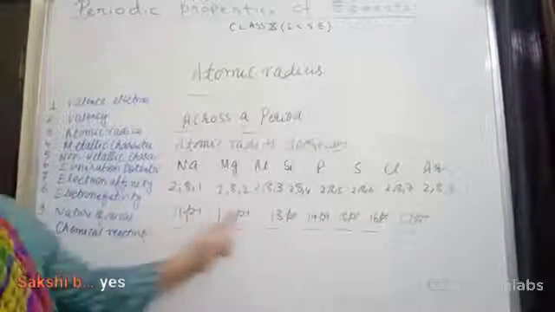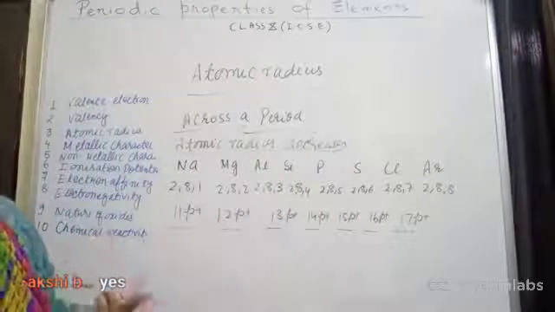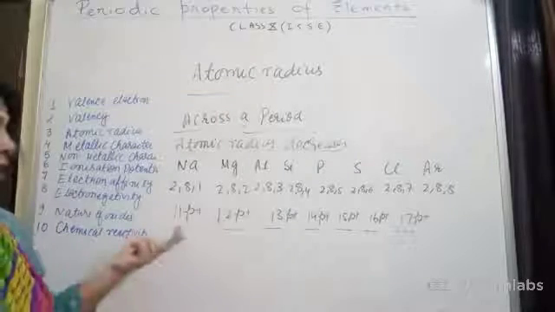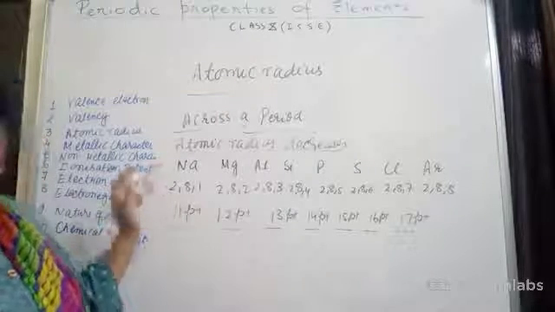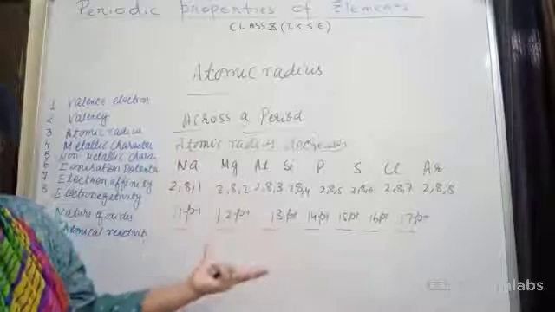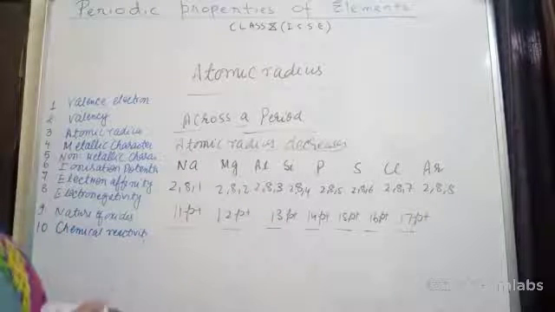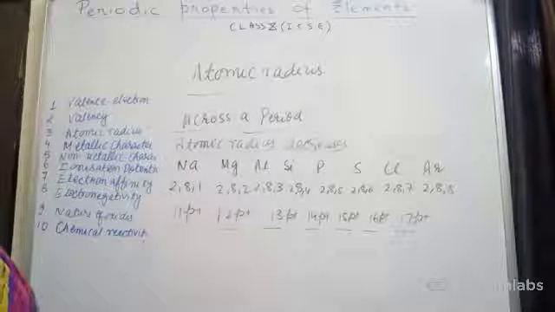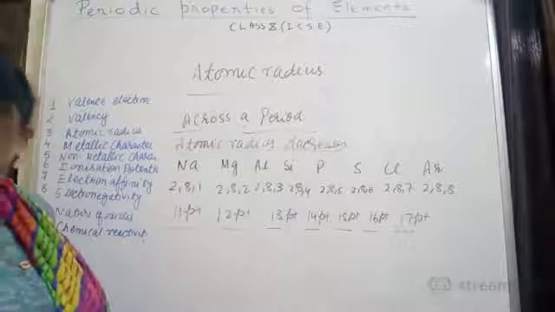Now the question comes, why does atomic radius decrease? They are having the same number of shells, so why will atomic size decrease though they have the same? Third period element, three shells. So why will atomic size decrease? Anushka Sahai says it will decrease because nucleons attract the electrons toward itself, thus the shell shrinks.